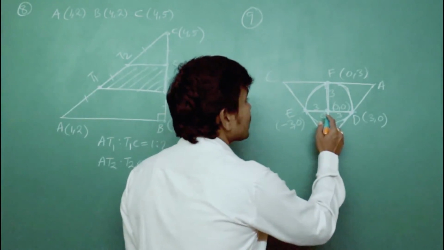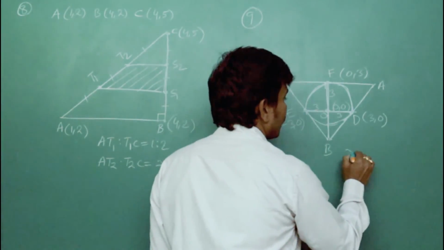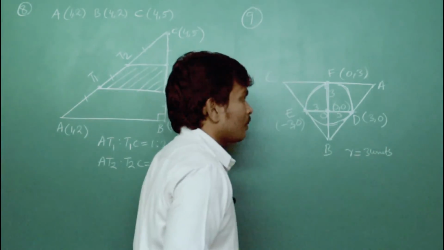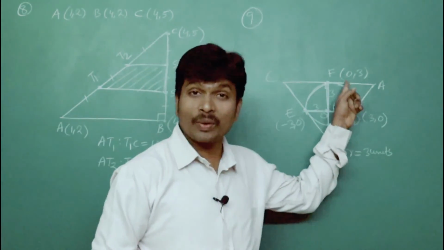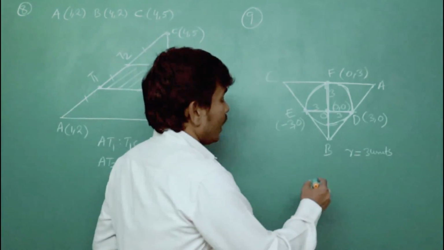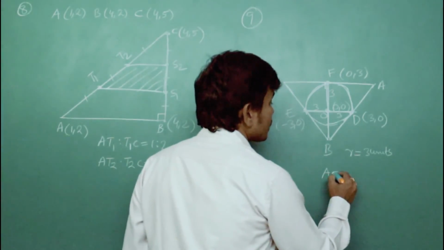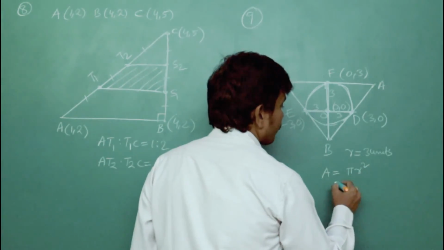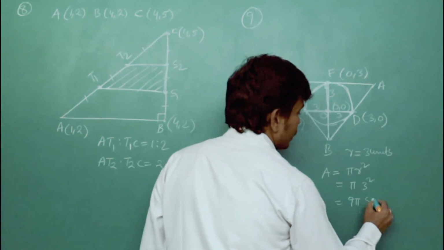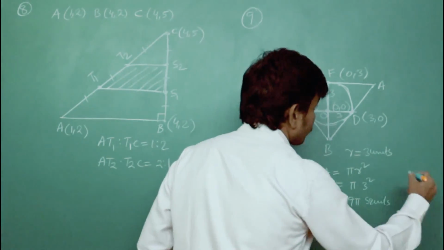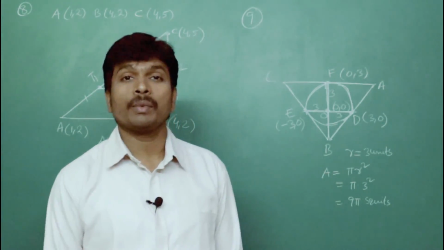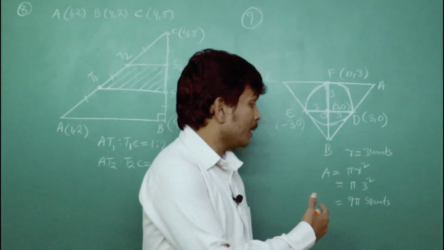So now what is the radius? Radius r is equal to 3 units. Yes or no? And this circle is the incircle of triangle ABC. So that's why the area of the incircle is equal to pi r squared, pi into 3 squared, 9 pi square units. Yes or no? Very easy problem, but you have to know the minimum basics.